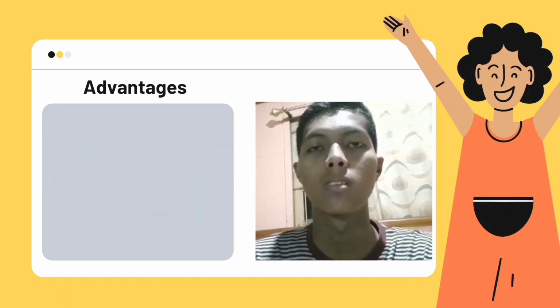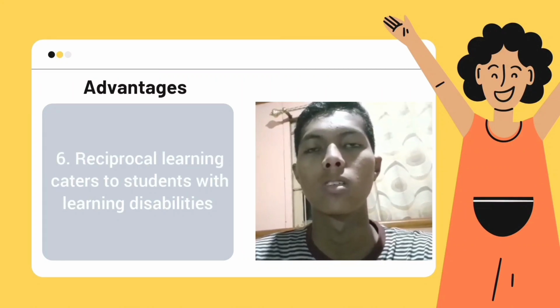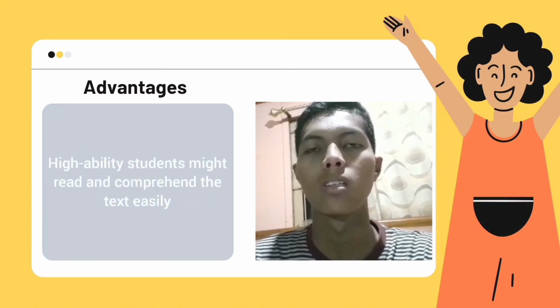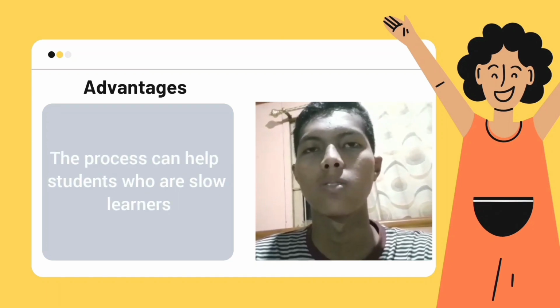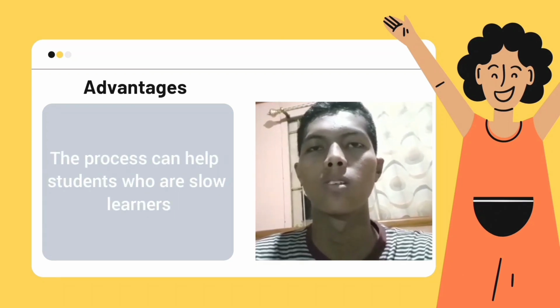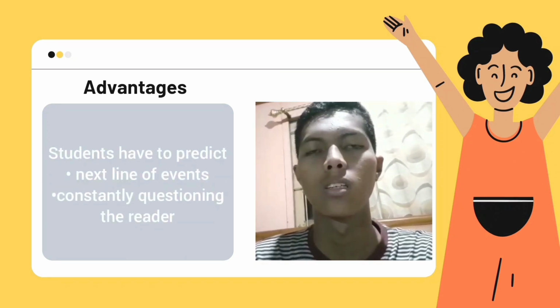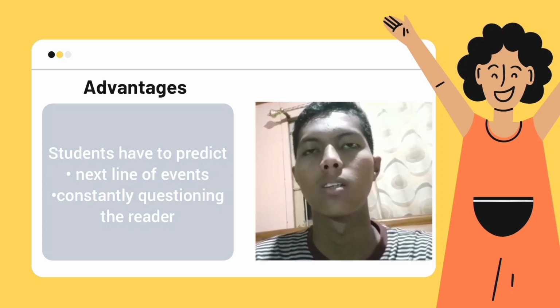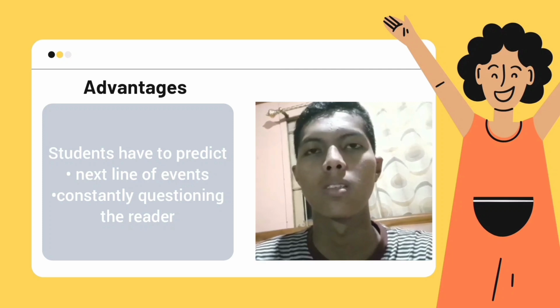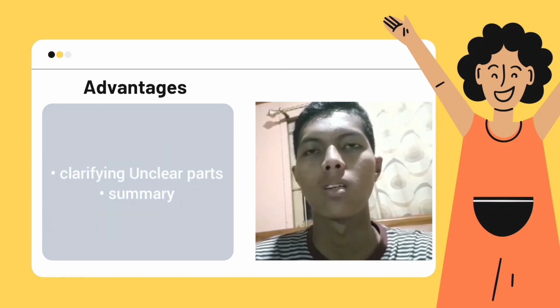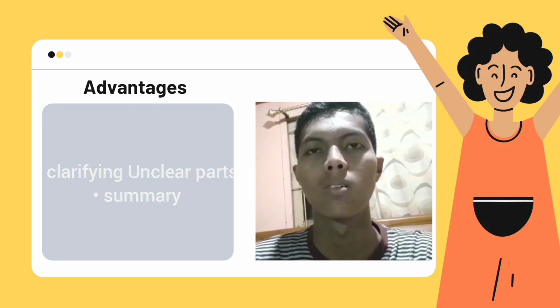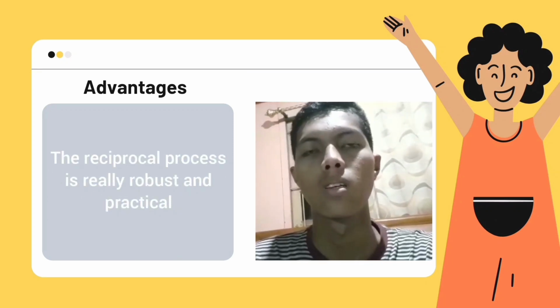Number 6. Reciprocal teaching caters to students with learning disabilities. High ability students may be able to read and comprehend text easily without having to follow the reciprocal teaching path. However, the process can help students who are slow learners or those with learning disabilities. From the prediction stage, where students have to predict the next line of events in a passage before reading it, to constantly questioning the reader to assess their comprehension of the text, to clarifying unclear parts of the text, to summary, the reciprocal process is really robust and practical.